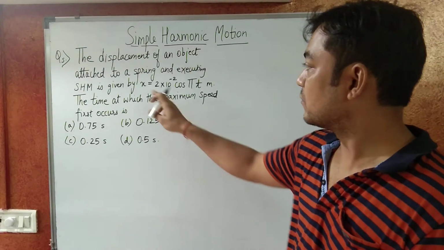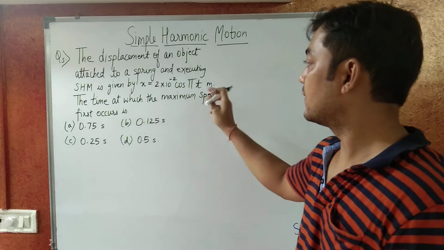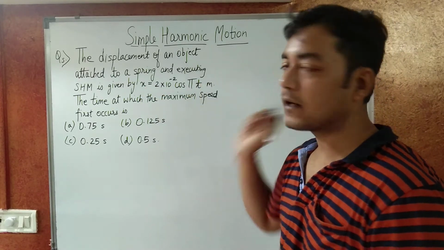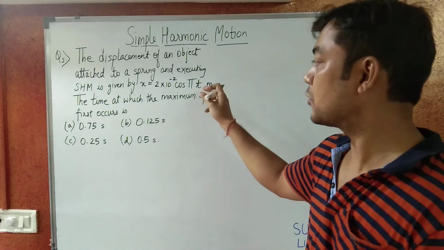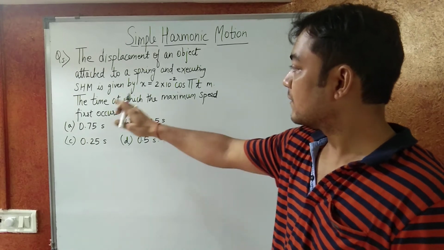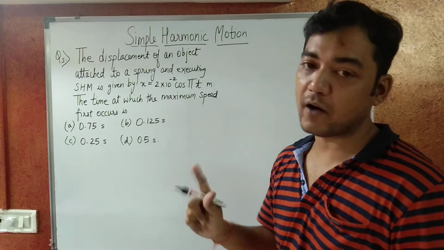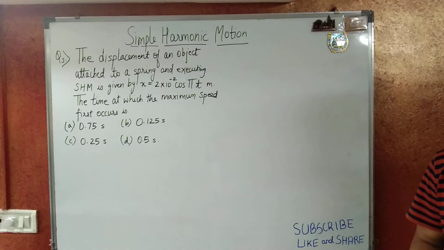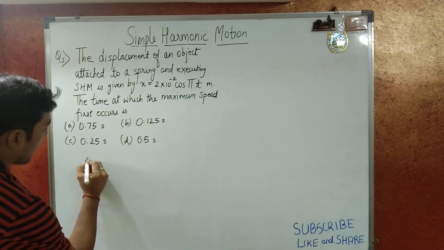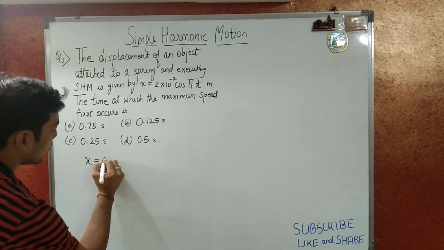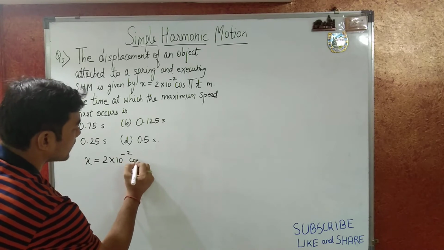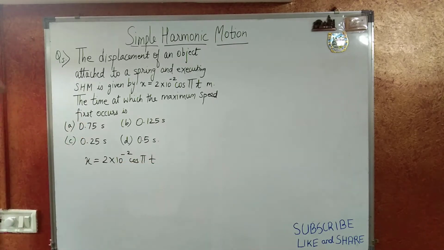So this is an equation which is connecting the displacement x with your time. From this I will have to find the time at which maximum speed first occurs. Now I am writing this equation: x equal to 2 into 10 to the power minus 2 cos pi t.